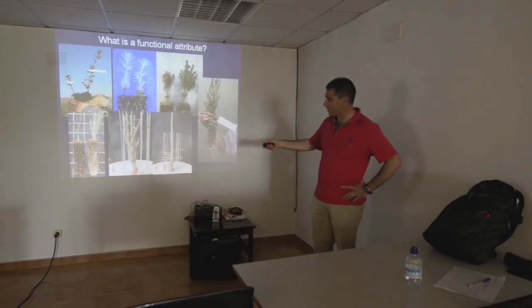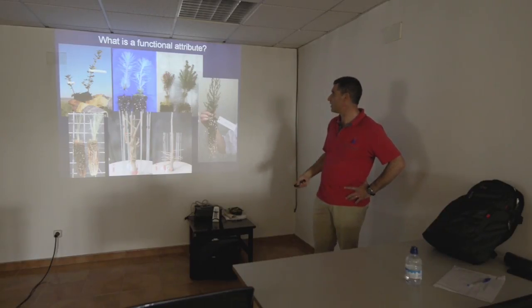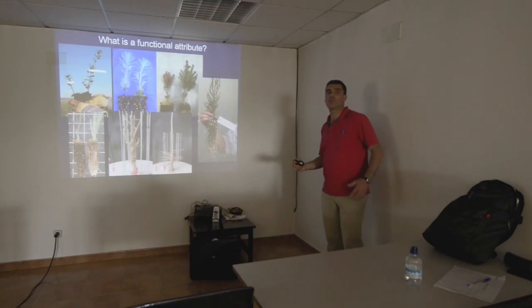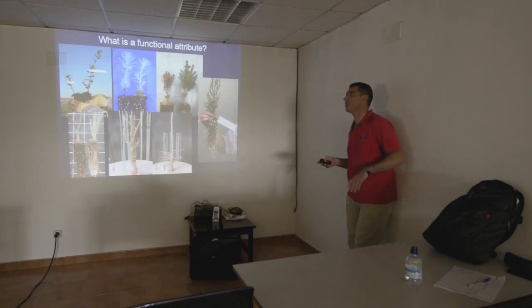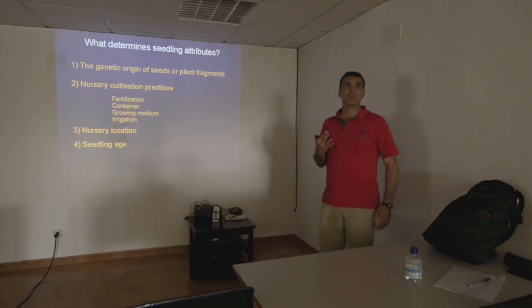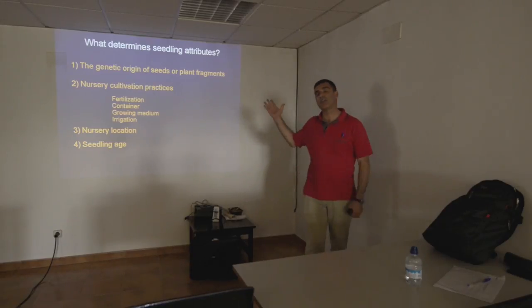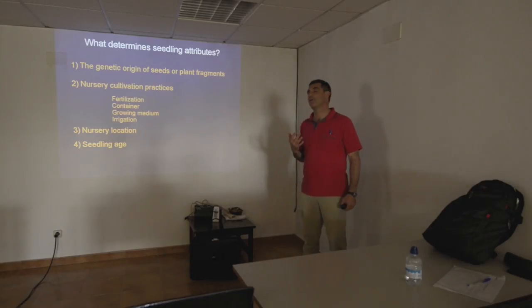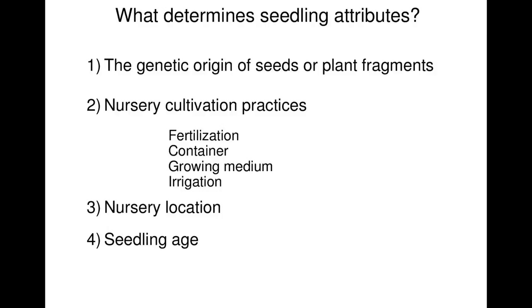More morphology: the root system. Some plants have more roots than others. This is a deformed root system, this is a more natural root system, etc. So, functional attributes are morphological and physiological traits. We can strongly determine these attributes. So, what are the main factors that control the functional attributes of our seedlings?